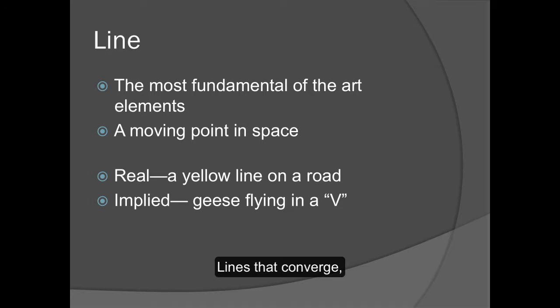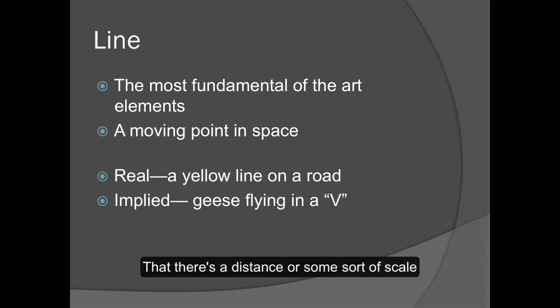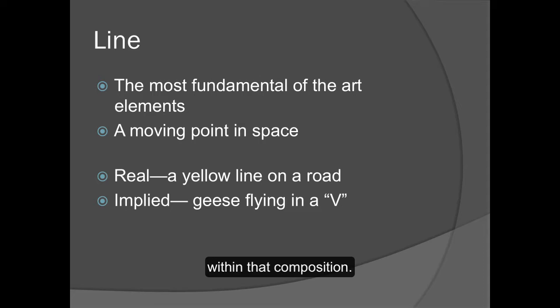Lines that converge, like if you have a fence or a roadway, it really implies depth, that there's a distance or some sort of scale within that composition. So line can be really there, it can be a real line, or it can be implied, and you need to understand some of that psychological response to the different types of line.